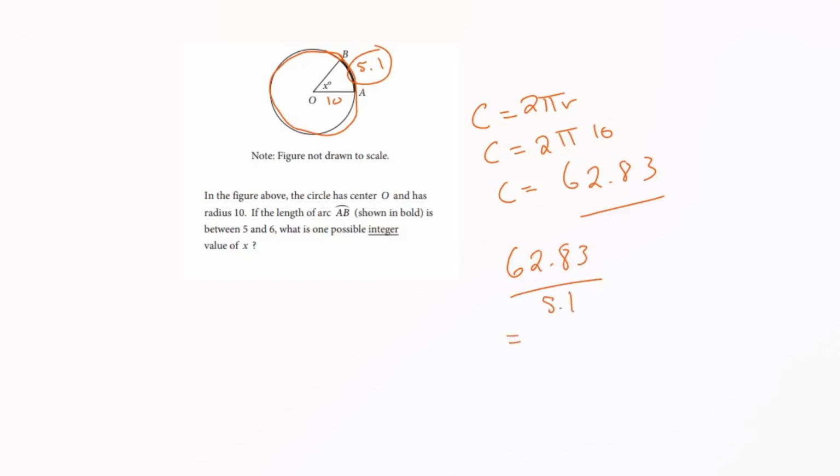This gives me a value of 12.319. I'm going to take a few extra digits here, okay? So it gives me this number over here, right? So it breaks into approximately 12.319 pieces.